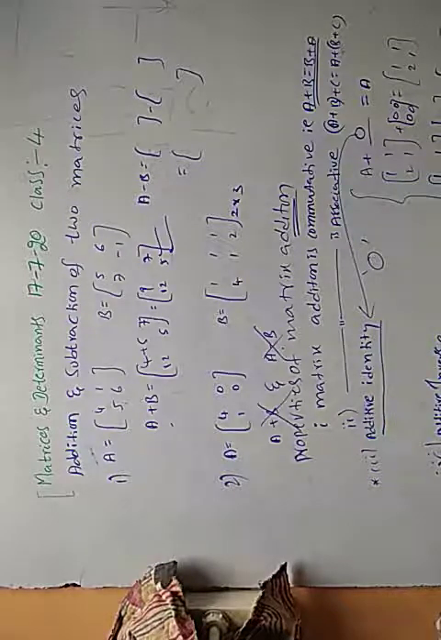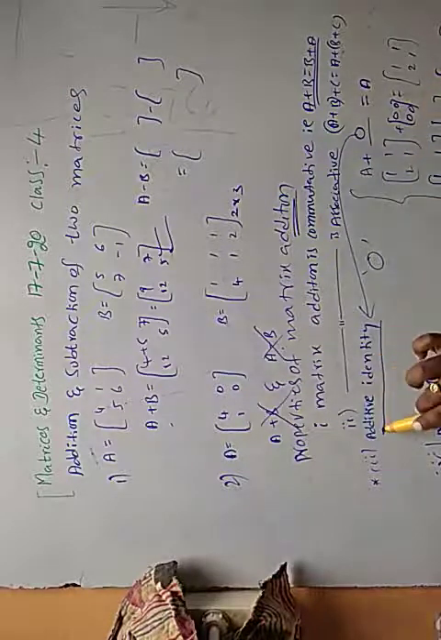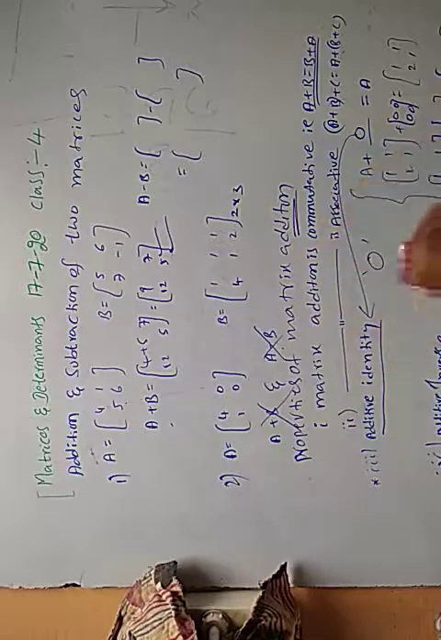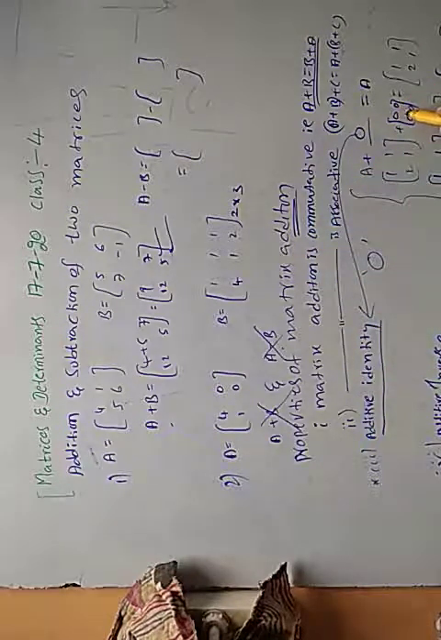RHS should be the identity matrix, the additive identity, the null matrix. This is the rule. For identity, RHS should be the given matrix. For inverse, RHS should be the additive identity. What is the additive identity in this example? This is the additive identity. That should be on the RHS in additive inverse. Please catch this.